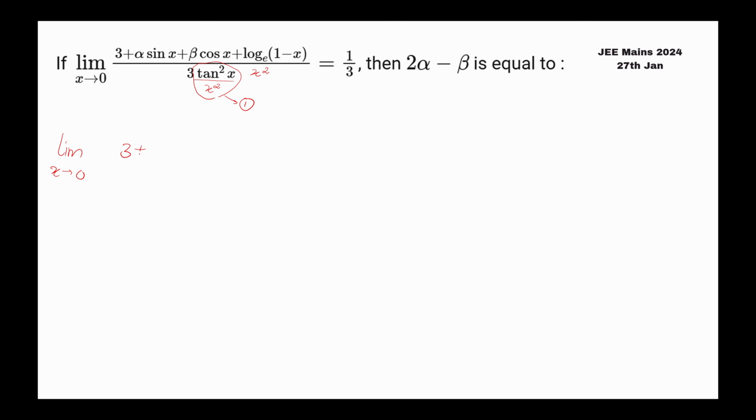This would be 3 plus alpha times of, how do we open sin x? Sin x opens up as x minus x cube by 3 factorial. I'm just going to do two terms because I know x square is going to cancel x cube twice and the rest of the other terms are going to be 0. So simply I'm going to let it be till here, plus beta times of cos x.